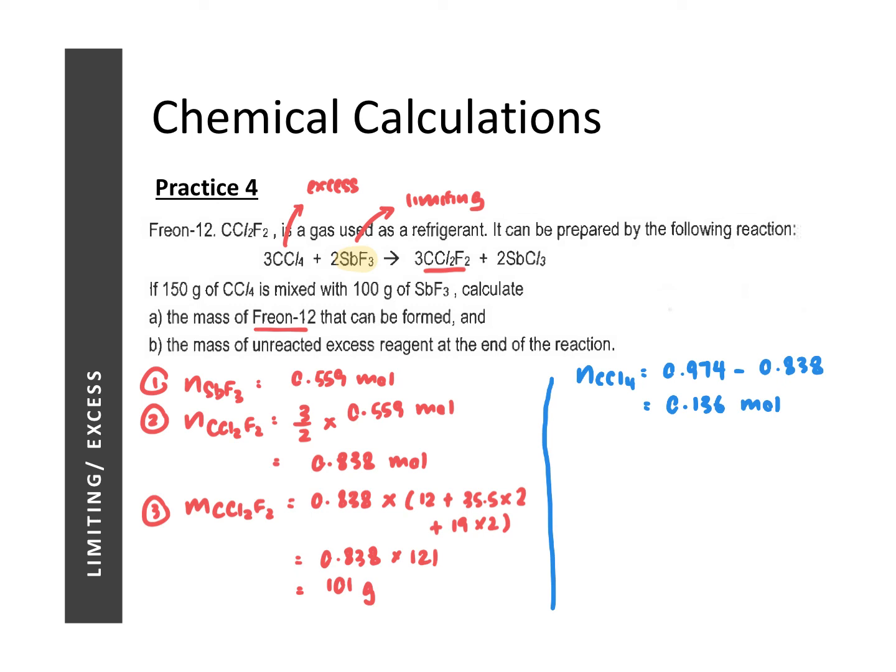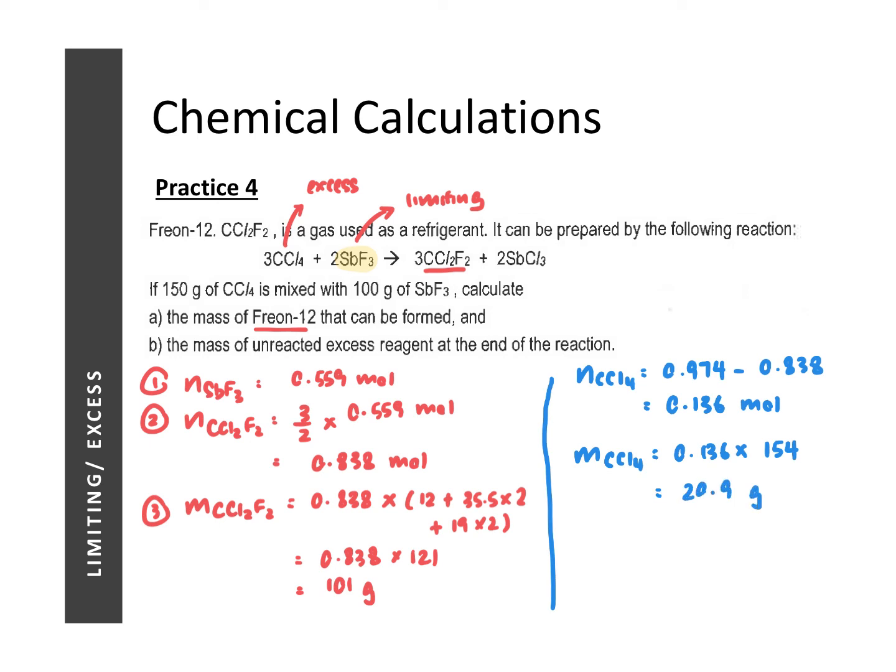And again, the question doesn't want number of moles, they want the mass. So you can easily find the mass by taking number of moles multiplied by the molar mass. The molar mass of CCl4 again is 154. So that will be equal to 20.9 grams.